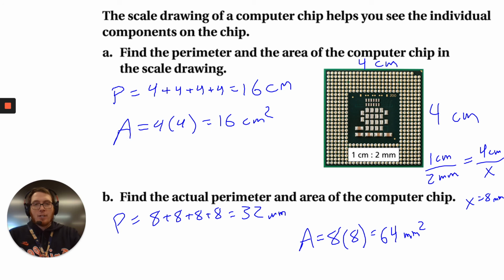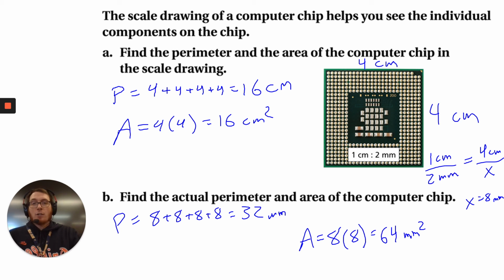The actual object, okay, if it's 1 centimeter for every 2 millimeters, if I set this up with a cross-multiplying idea, which I'm going to continue to do in case the scale becomes more complicated, would be 1 centimeter for every 2 millimeters is the same as 4 centimeters in my picture compared to real life. And in real life, that would be 8 millimeters by doing cross-multiplying. Now remember, 4 centimeters is larger than 8 millimeters. So my scale of this computer chip is larger than the actual computer chip. Those of you that are into computers would understand that because computer chips are really small.